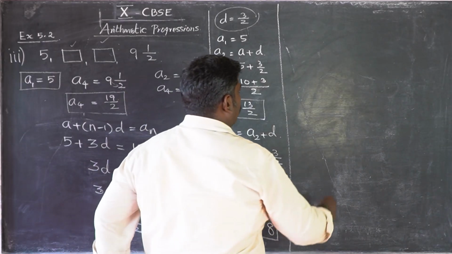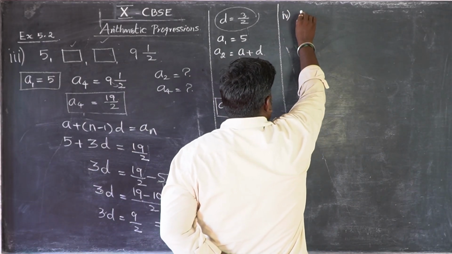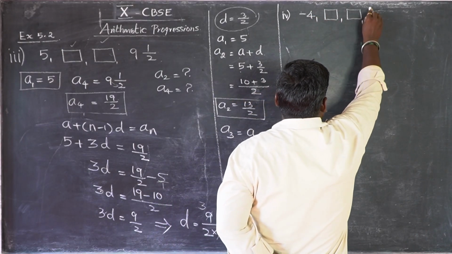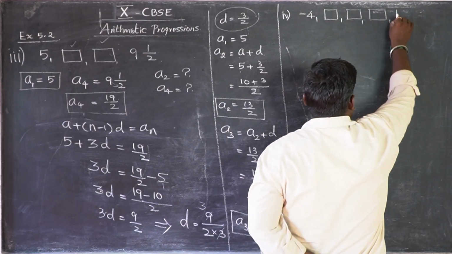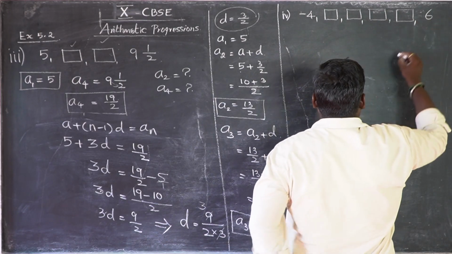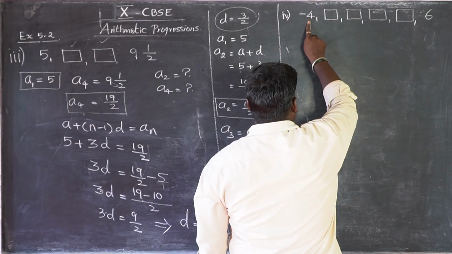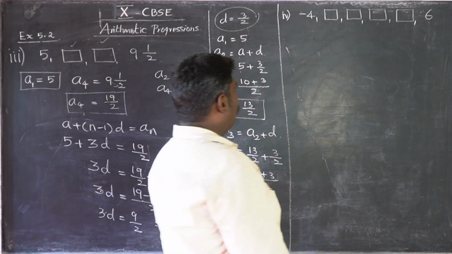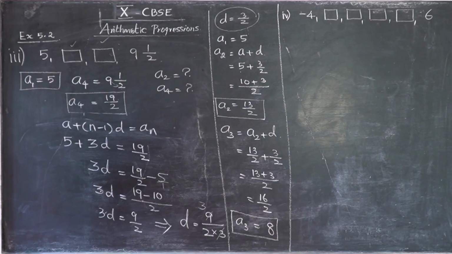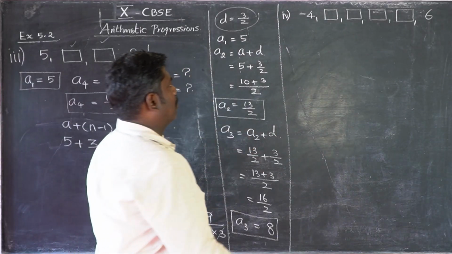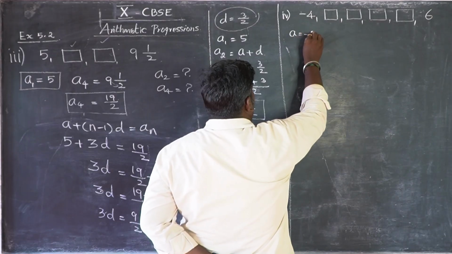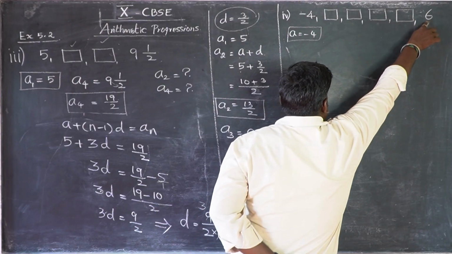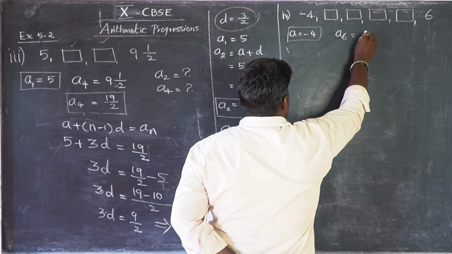Next, fourth subdivision. First term is minus 4, box, box, box, box, and then last term 6. First term is minus 4, second term, third term, fourth term, fifth term, sixth term. Okay. If we find the common difference, we can easily find the missing boxes. Here, the first term is minus 4. A6 is equal to 6.